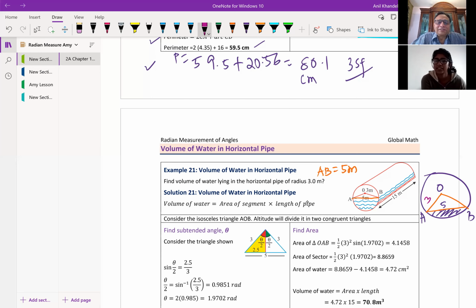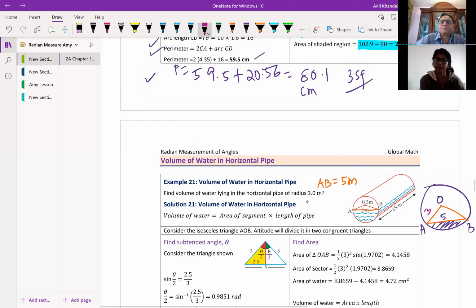Correct. Since we are talking about the volume, the idea is to get the area of the segment. So this is a direct application of area of the segment, multiplying with the length of this pipe, we get the volume. Simple as that. So you could use the area of the segment formula directly to answer this question, because we have this formula which we derived. Is that clear to you?